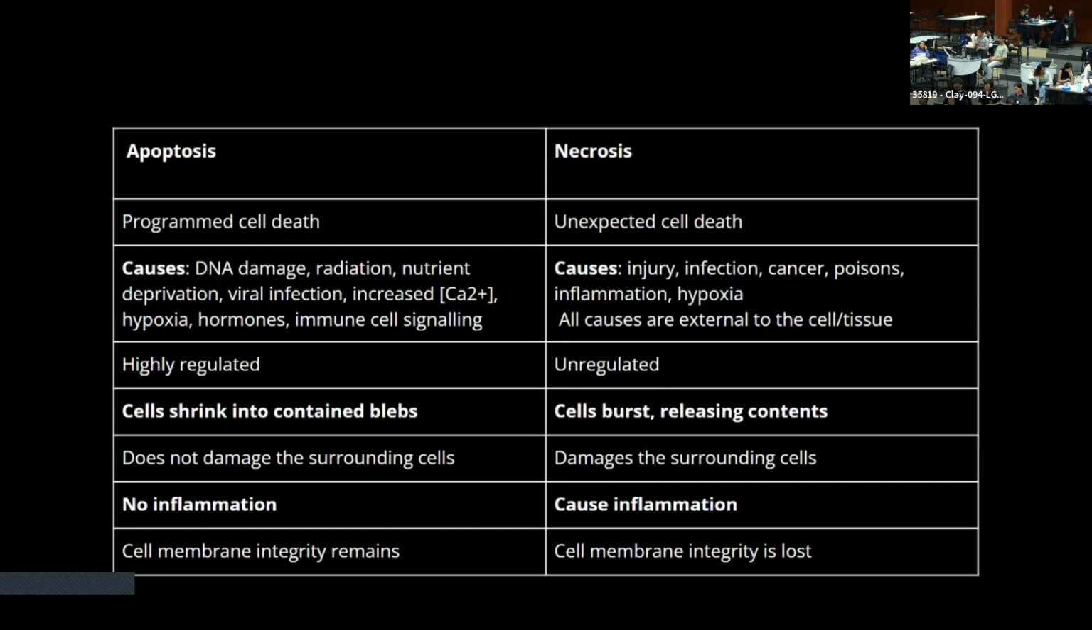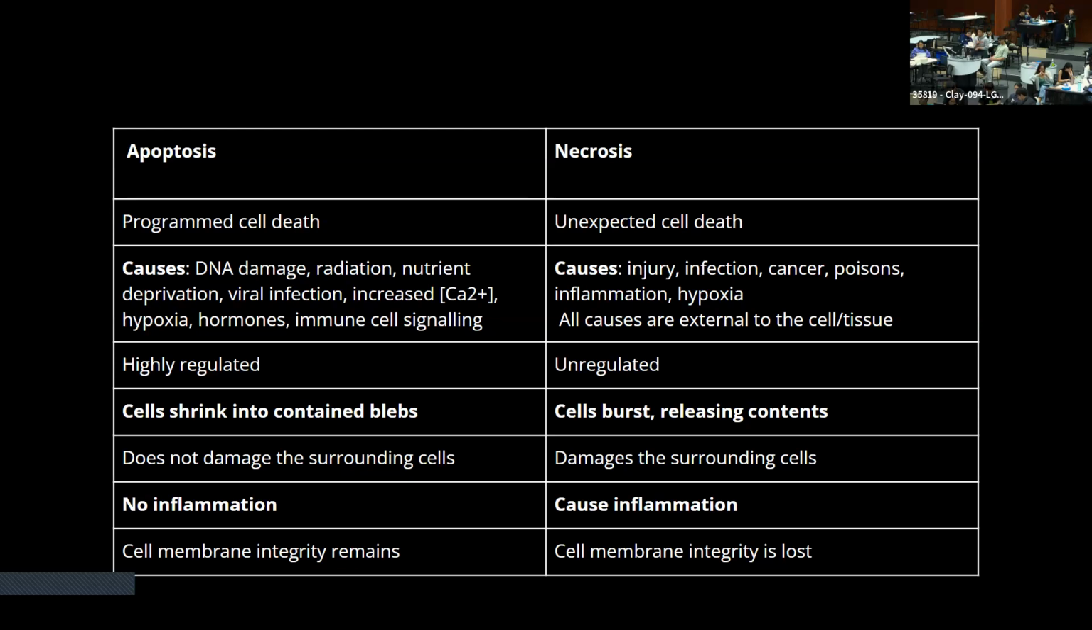Whereas with apoptosis, notice a lot more of it might come from inside the cell, or from things like immune cell signaling, DNA damage, nutrient deprivation, increased calcium, that sort of stuff. Do you need to remember that entire list? What I would probably just remember is that necrosis is caused by external causes, and to just remember the really common ones. For example, injury, infection, inflammation, whereas apoptosis can be caused by things like DNA damage, radiation, things like that.